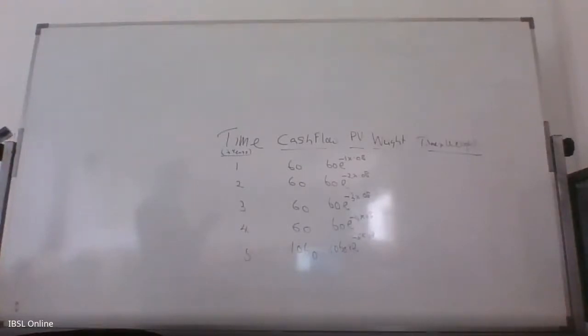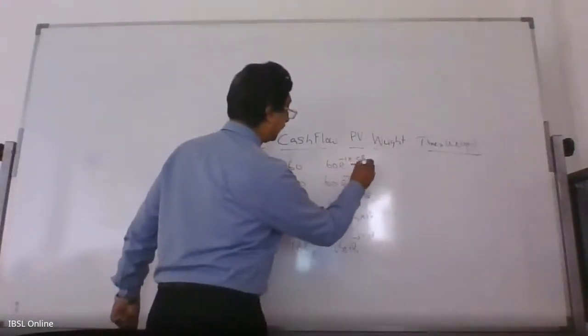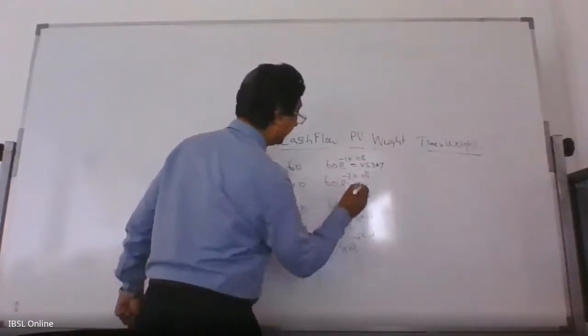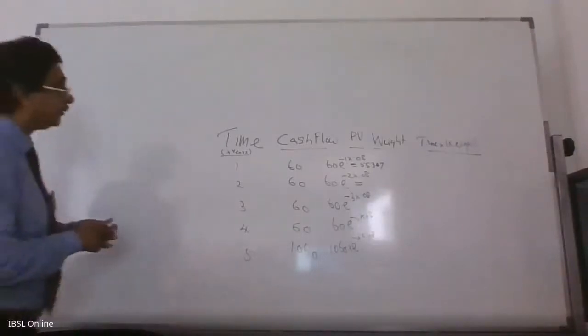Now the first year present value, e to the power minus 0.08, that is 0.9231 into 60. The value comes as 55.39. I will say 55.387. The second year, 51.129.